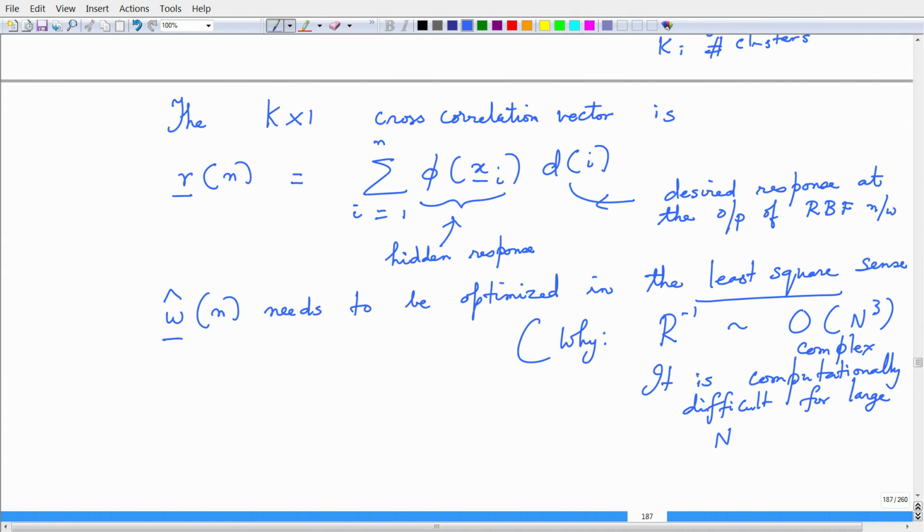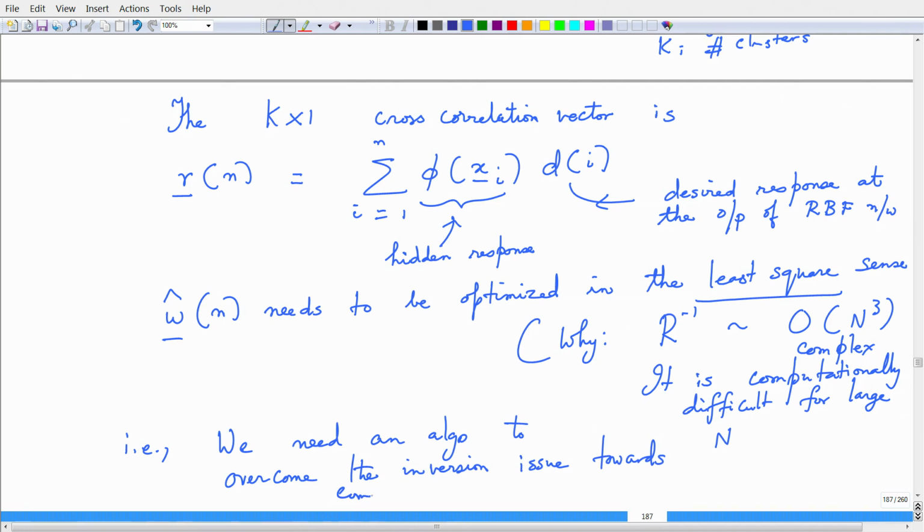So, this motivates our purpose, that is, we need an algorithm to overcome the inversion issue towards computational efficiency. And in general, this is why we need adaptive algorithms in most cases.